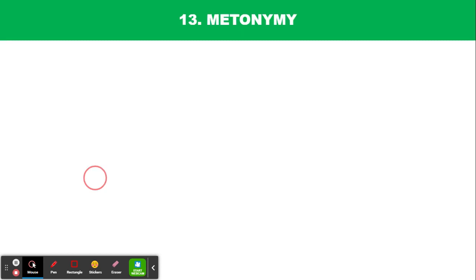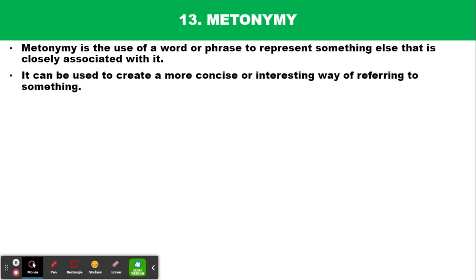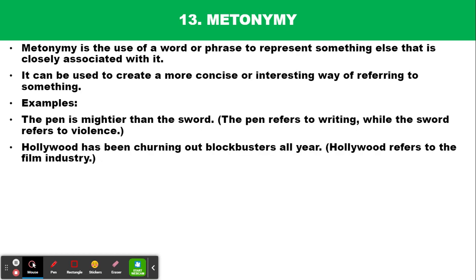Number 13, metonymy. Metonymy is the use of a word or phrase to represent something else that is closely associated with it. It can be used to create a more concise or interesting way of referring to something. For example, the pen is mightier than the sword. Here, the pen refers to writing, while the sword refers to violence or the military, if you like.